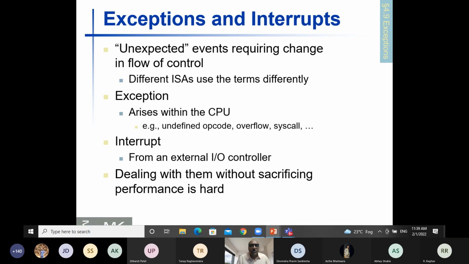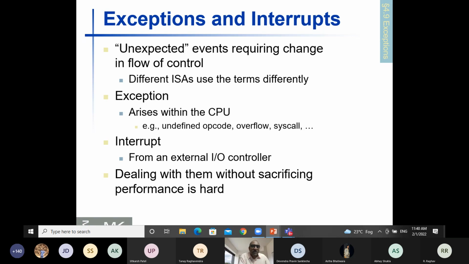That may be due to the program or due to outside events also, right? For example, an exception arises within the CPU, like an undefined opcode. Suppose you fetch an instruction and at the decoding stage you come to know that the opcode in the 6 bits is not a valid one. 6 bits means there are 64 possible opcodes, and your instruction set may not have all 64 valid. It may be using only 20 or 30, and the remaining may not be used at all. They may be reserved for some purpose.